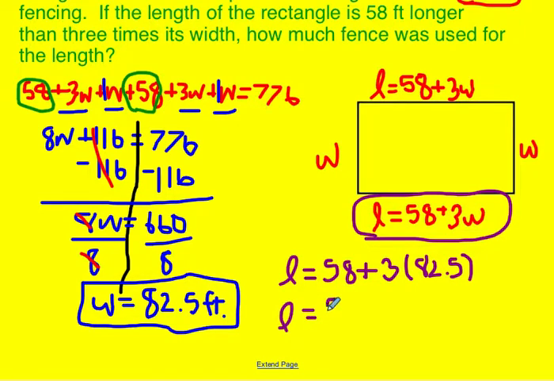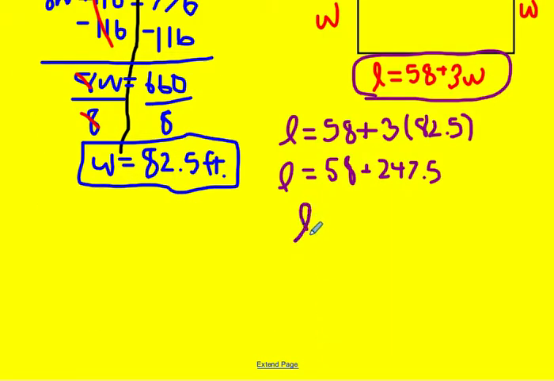So if you multiply first, you get 58 plus 247.5, and then you can add those together. And when you add those together, we find out that the length is equal to 305.5, which would be labeled in the same way. So it would again be labeled in feet. So that's 305.5 feet.